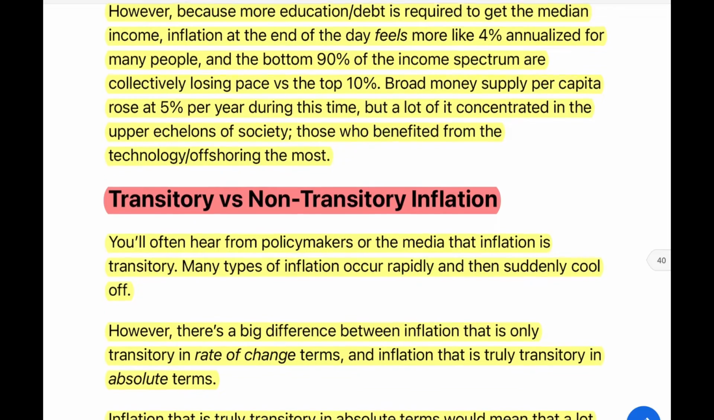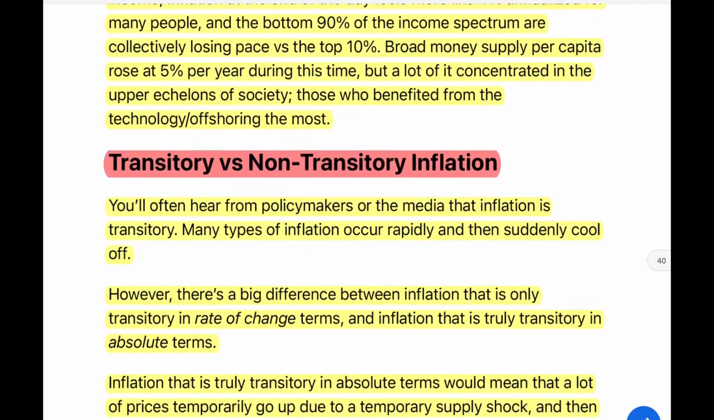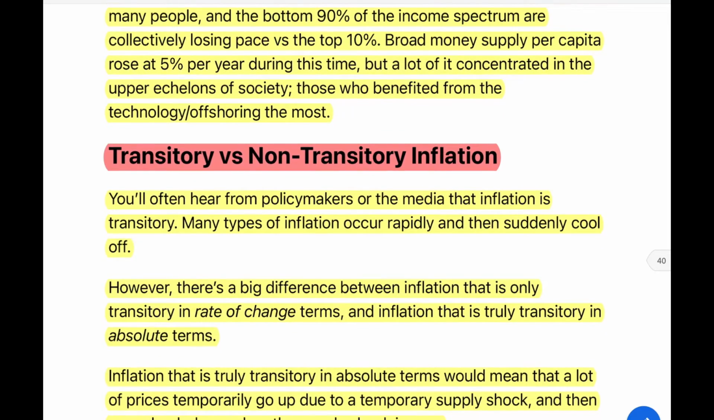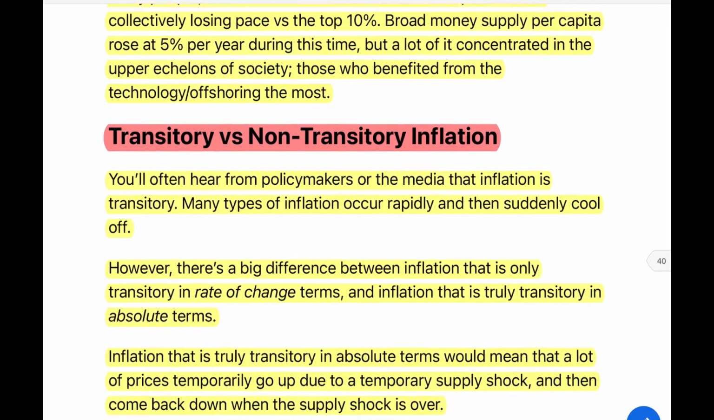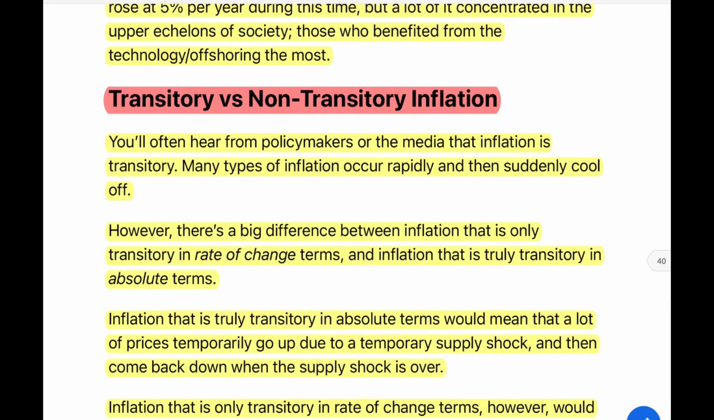And the bottom 90% of the income spectrum are collectively losing pace versus the top 10%. Broad money supply per capita rose at 5% during this time, but a lot of it was concentrated in the upper parts of society, with those who benefited from technology and offshoring benefiting the most.